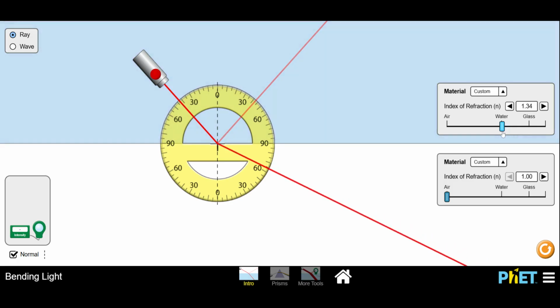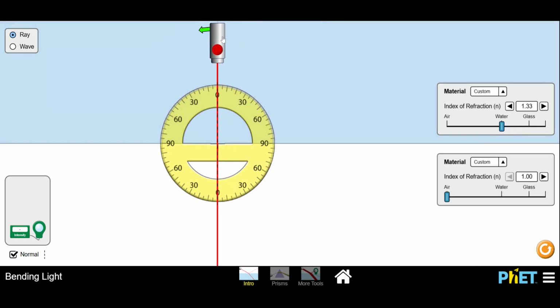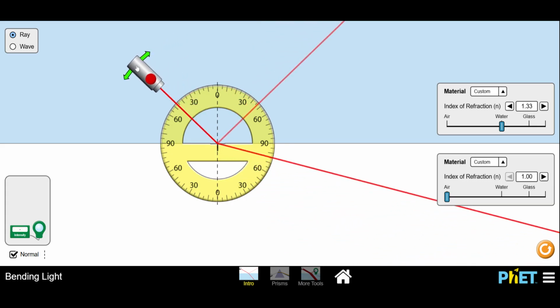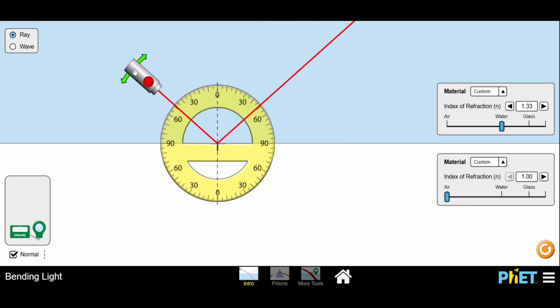If we change to water and we do that experiment again, and we drag the laser across and we watch the angle of refraction getting larger and larger, closer and closer to 90 degrees, it happens approximately there, which is about 49 degrees. So it depends on the index of refraction, and we're going to have a look at the mathematics of that in a little bit.